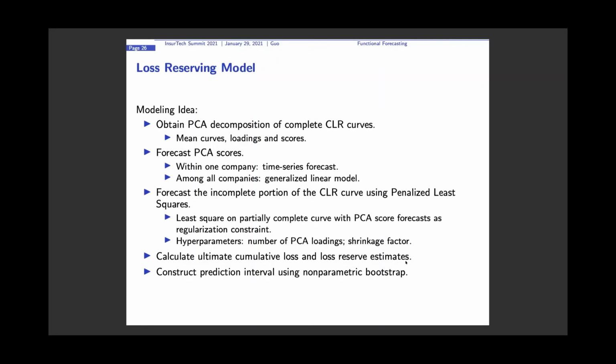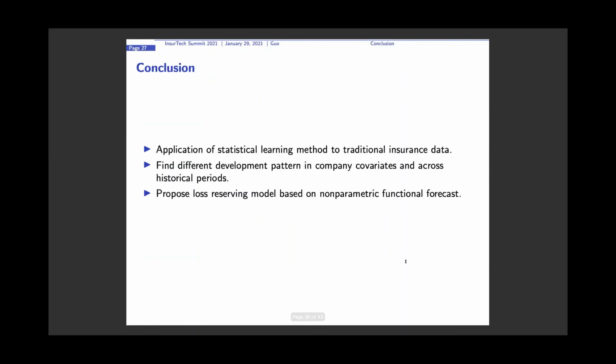Right, I think that's all the time that I have. So basically, a quick conclusion: we apply statistical learning methods to traditional insurance data, and we try to explore and detect some development patterns industry-wide and among the company covariates. We propose a loss reserve model based on non-parametric functional forecasting, and we are continuing this development. All right, thanks.